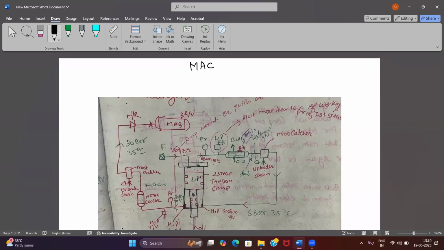Why is it compulsory to maintain the same pressure ratio at every stage? Because you don't want your air to expand. When it is going from one stage to the second stage, if the air expands then the pressure will drop. You don't want that drop in pressure to happen. Okay, right.